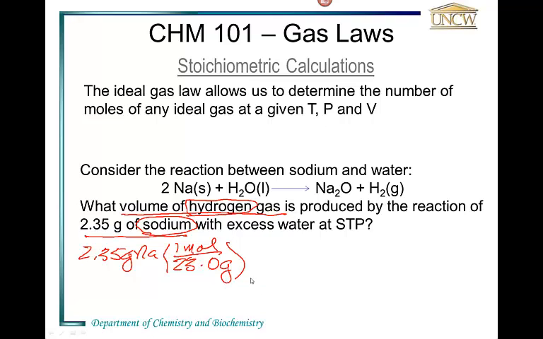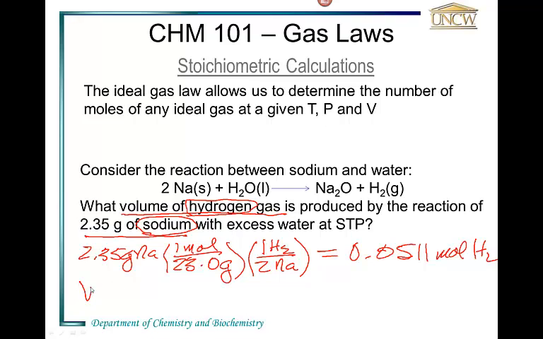Again, just as before, I can relate the moles of sodium to the moles of hydrogen by saying 1 hydrogen over 2 sodium. And if I do that math, it turns out that I have 0.0511 moles of hydrogen. Now that calculation is identical to the one we did way back in chapter 3. However, now we want to know not the mass of hydrogen, which would normally be what we would do, but rather the volume of hydrogen. And as you just observed, V is going to be nRT over P.